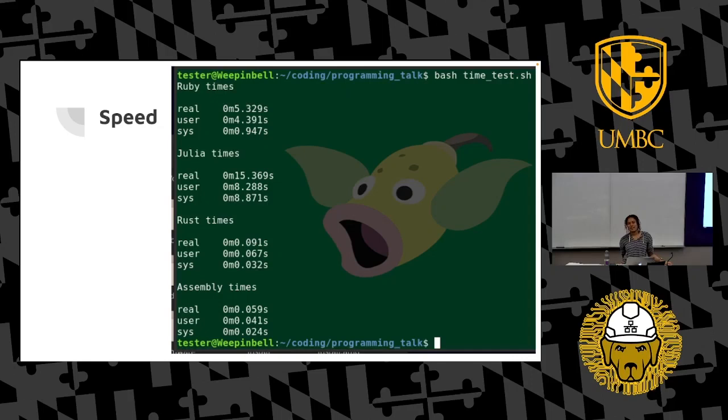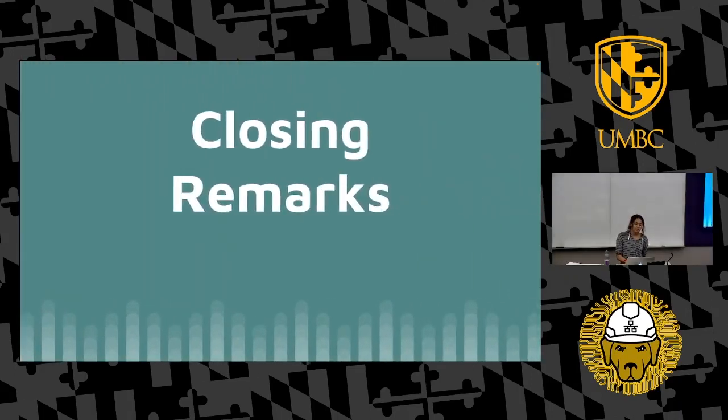But as you can see, assembly is obviously the fastest, and then it goes to Rust, which is a compiled language, and then it's Ruby, which is interpreted. So you can see the difference in these examples of compiled versus interpreted and assembly. Just ignore Julia. It's fine. It's not fine, but it's fine.